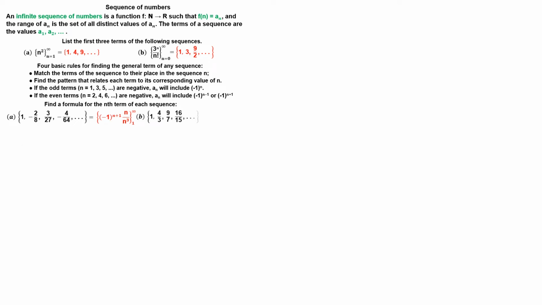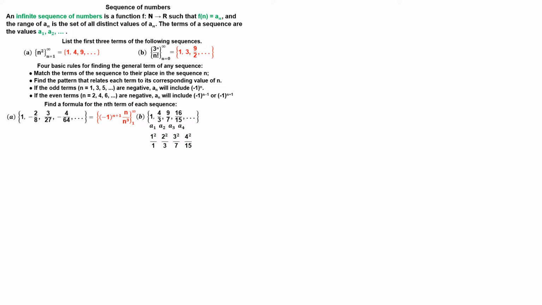Look at item B. First, match the terms of the sequence to their place in the sequence n, and then find the pattern that relates each term to its corresponding value of n. Look at the numerator. What do the numbers 1, 4, 9, and 16 have in common? They are perfect squares starting with n equals 1. Next, consider the sequence of denominators. It may appear difficult to find a pattern for the denominators.